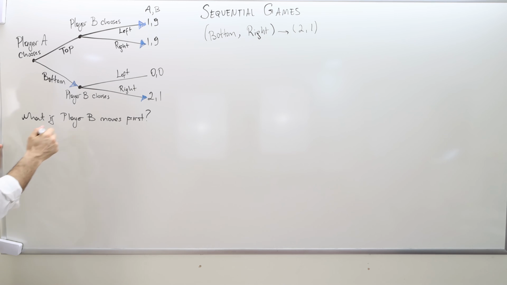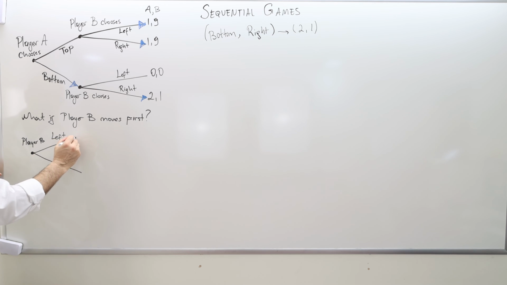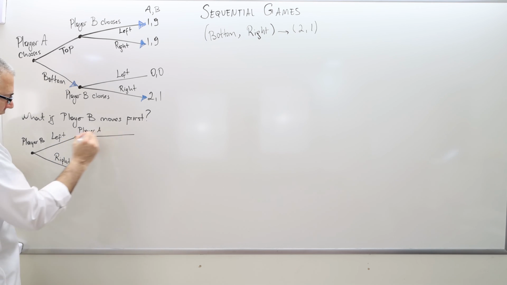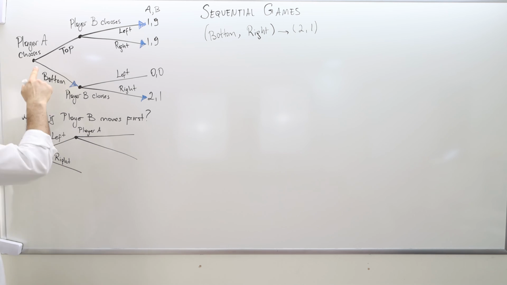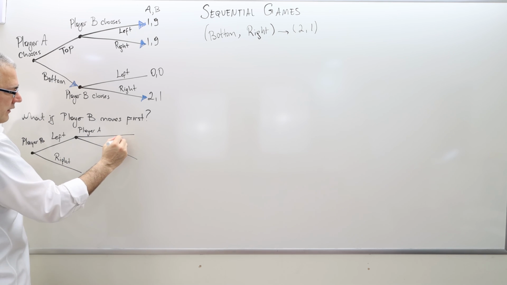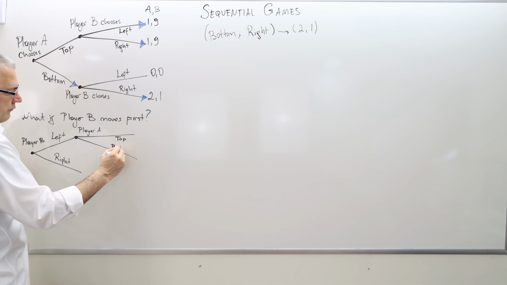So if player B moves first, I put basically the node for player B. She makes a move. Remember, she has two actions, left and right. Once she chooses left, player A will choose. What are the actions available to player A? Top or bottom.